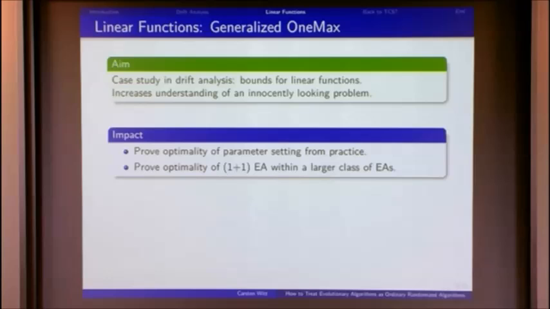And we can also prove that on linear functions, it's basically best to take this oversimplified 1 + 1 EA. It doesn't pay off to use a population. It doesn't pay off to use a different mutation probability. It doesn't pay off to use stochastic selection.